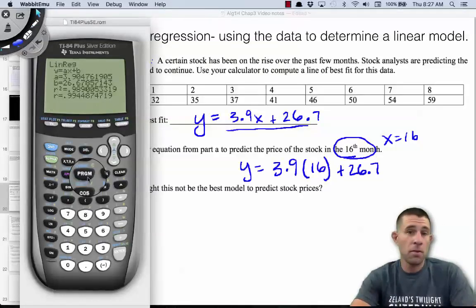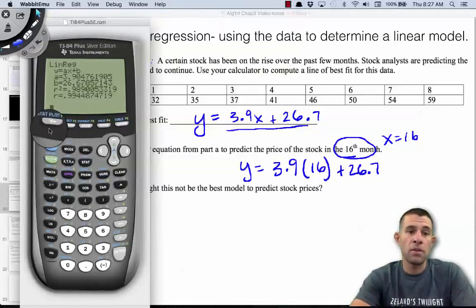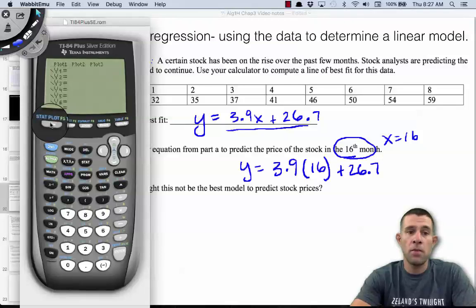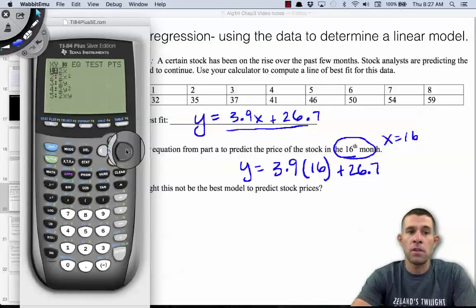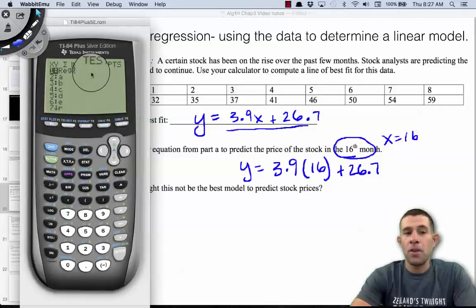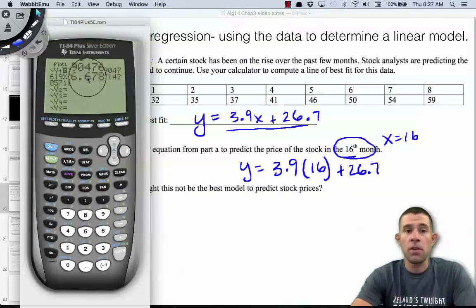A great way to do this from your graphing calculator is to go into your Y equals now, press Y equals, and then come over to Variables, this key V-A-R-S, press Variables, come down to Statistics, press Enter, and we're going to go over to our equation line, which is EQ, and we're going to press Enter on regression equation. Once we press Enter, it's going to automatically put our regression equation into the Y1.